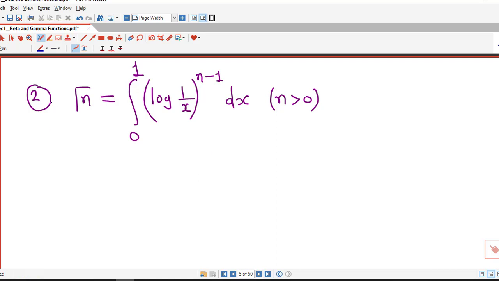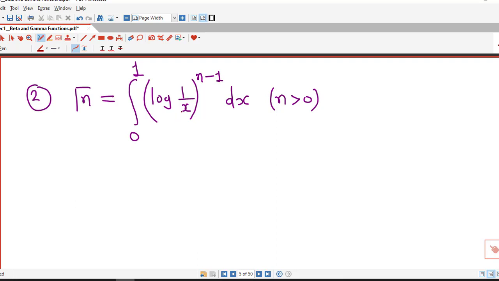So this can also be proved. We can show that gamma n can be written as the integral from 0 to 1 of (log 1 by x) raised to n minus 1 dx. Here we have 1 by x, so you can see for x equal to 0 we have 1 by 0, which is infinity, so this is an improper integral.